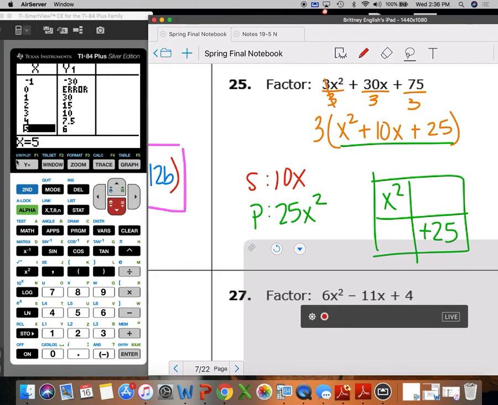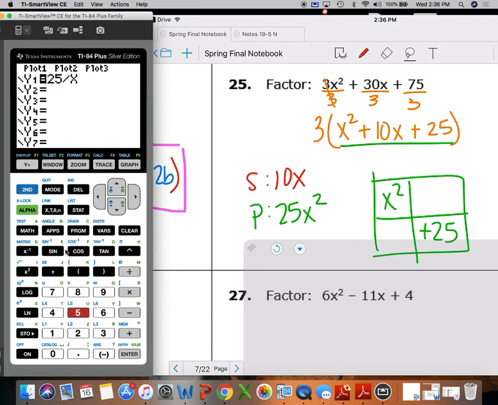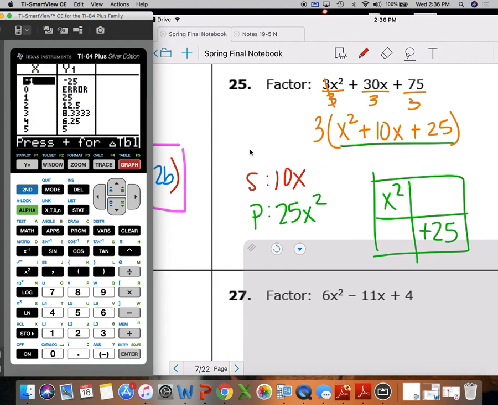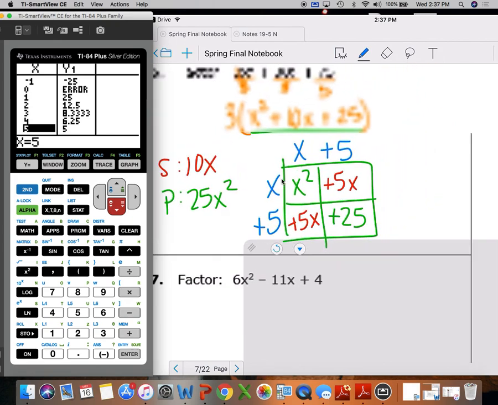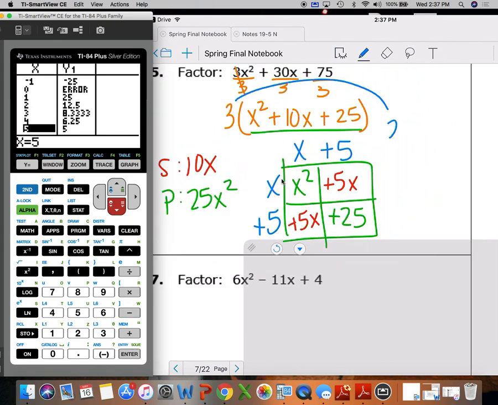I plug in 25 and y equals 25 divided by x. And I click second graph. I'm looking for 2 numbers that add to 10. So that's 26, skip, skip, skip, because they're decimals. 5 plus 5 would give me 10. So 5x and 5x. Take out my GCFs. These share an x, these share a 5, these share an x, these share a 5. So my answer is my GCF, and my factors are squared. So 3 and x plus 5 squared.